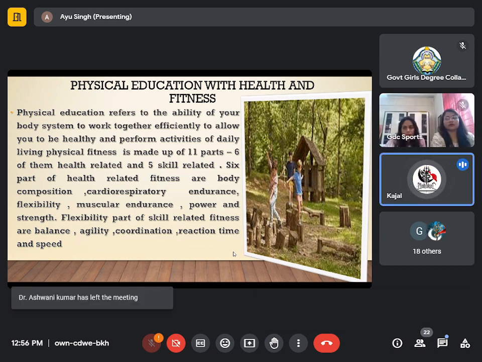Physical fitness is made up of 11 parts. 6 of them are health related and 5 skill related. The 6 parts of health related fitness are body composition, cardiorespiratory endurance, flexibility, muscular endurance, power, and strength. The 5 parts of skill related fitness are balance, agility, coordination, reaction time, and speed.